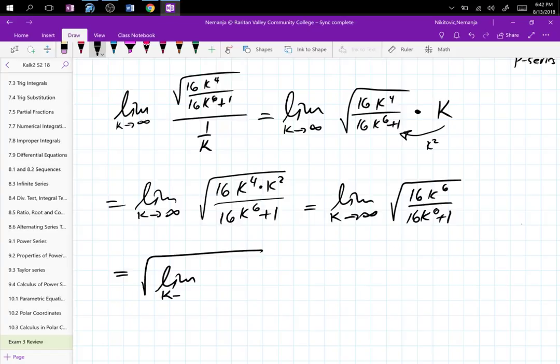We swap the spot of this because properties of limits in Calc 1 teaches that we can do that. So we swap those, and you just have to do the 16k to the 6 over 16k to the 6 plus 1, which is clearly square root of 1, which is 1. So we got that L is equal to 1. And now your answer comes in.